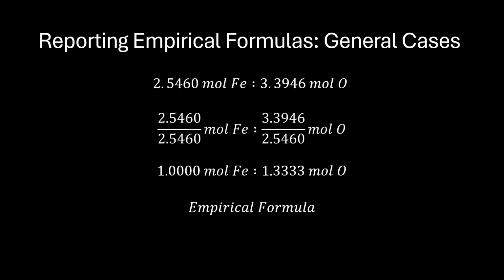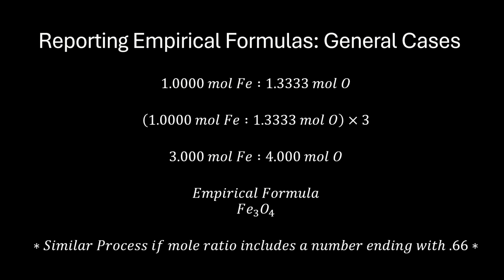Now, in this scenario, where one of your simplified mole amounts ends in 0.33, or 0.3 repeats, we have another additional step. But instead of multiplying by 2, we'll multiply by 3. And in doing so, what that gives us is a ratio of 3 moles of iron per 3.999, or rounded to 4, moles of oxygen. Therefore, the empirical formula in this scenario would be Fe3O4.